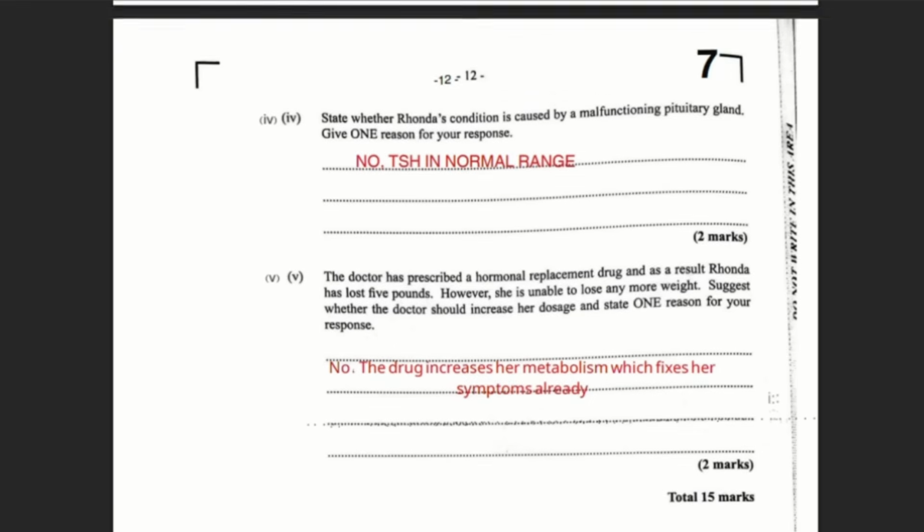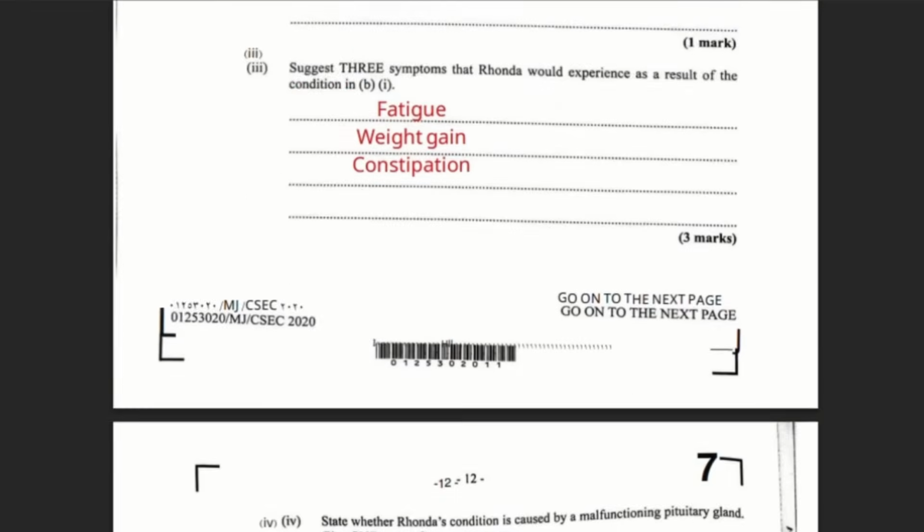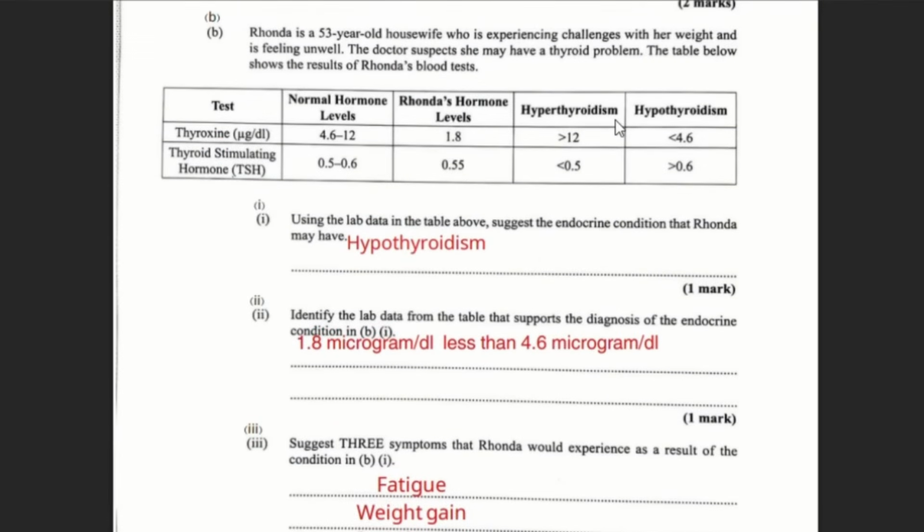So we say no, it's not the pituitary gland that is malfunctioning. And how we know is because the thyroid stimulating hormone is in the normal range. The thyroid stimulating hormone is what is released by the pituitary gland, right? So if the pituitary gland was malfunctioning, this value would not be in a normal range. Let's go back up and look. Rhonda's level for the thyroid stimulating hormone is 0.5, which is within the normal range. That is how we know the pituitary gland is not malfunctioning.